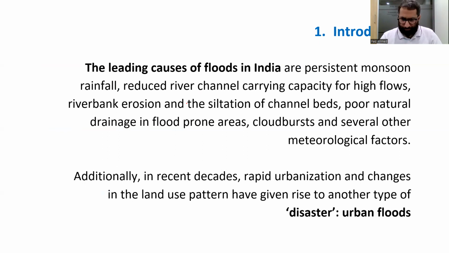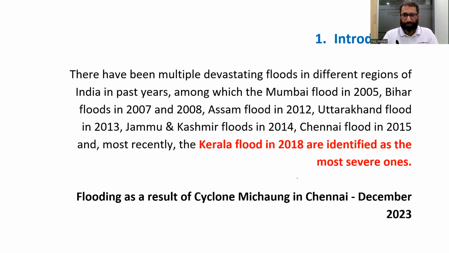Also, there are many factors that influence how flooding occurs in India, particularly persistent monsoon rainfall, reduced river channel carrying capacity, river bank erosion, and so forth. And of course, the current rapid urbanization, accommodating a lot of new developments in a shorter duration of time, has put a lot of burden on the cities, leading to urban floods or flash floods and so forth.